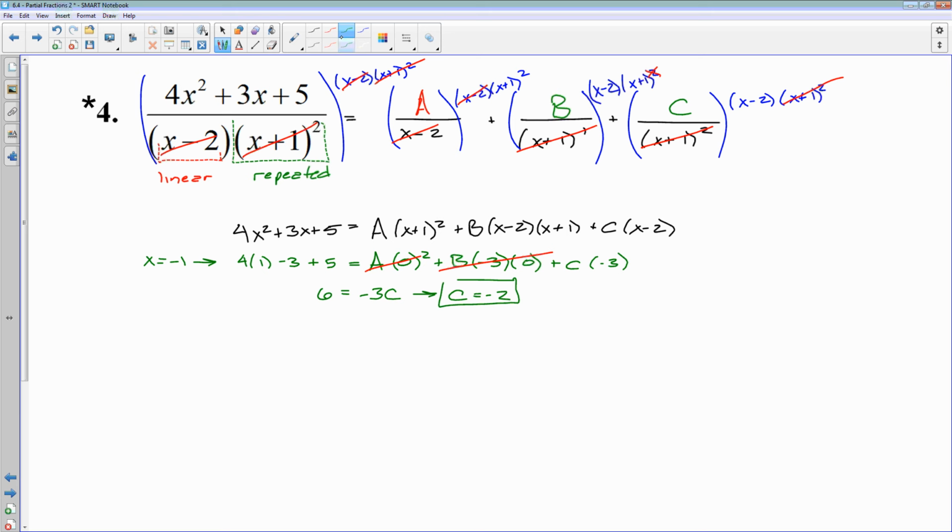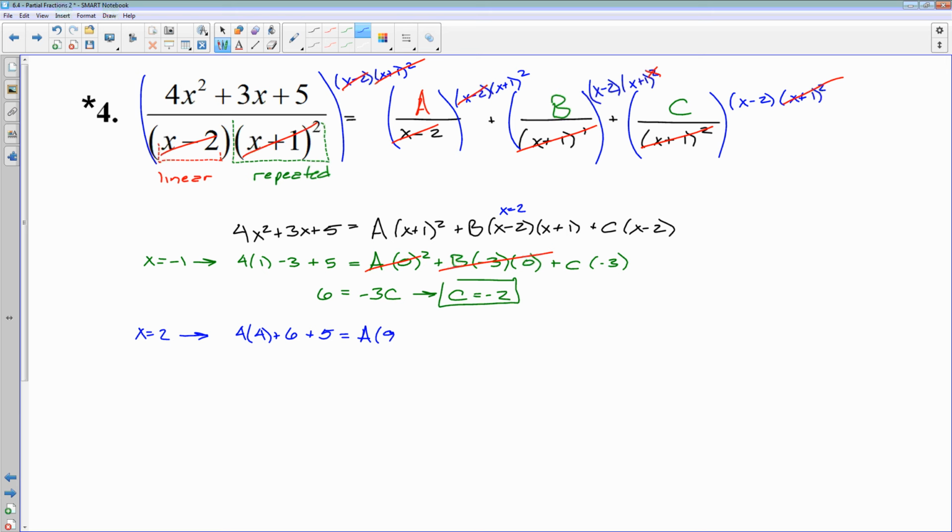Now I need to cancel something else. Let's see what else I can cancel. I've already plugged in negative 1. If I plug in 2 for x right here, 2 minus 2 is 0, so that's going to be the next thing I plug in. Let's plug in 2. You want to get as many zeros as you can. Let's see, so 4 times 2 squared is 4, plus 3 times 2, which is 6, plus 5 equals a times, what am I plugging in? 2. 2 plus 1 is 3.